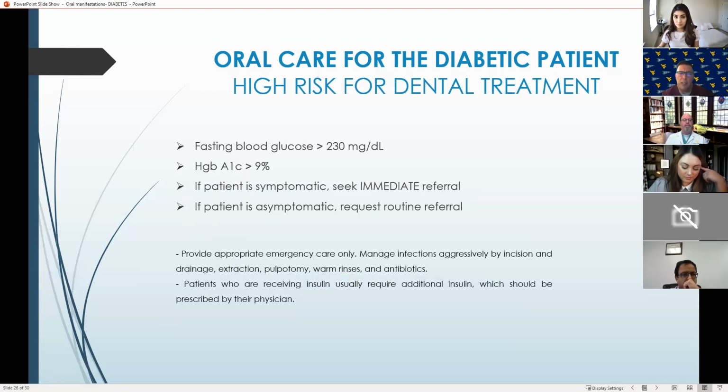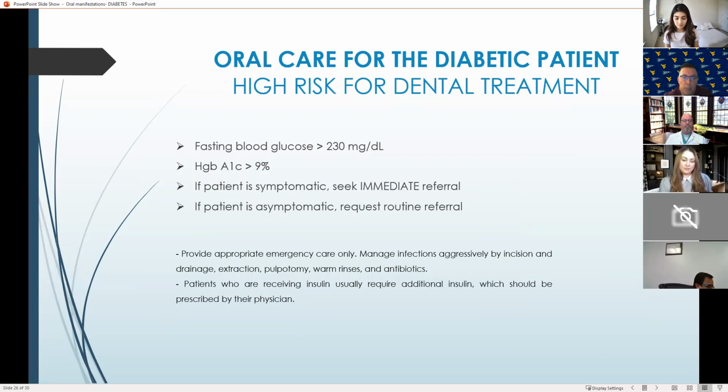And then finally, we have the high risk group for dental treatment. Here we have a fasting blood glucose greater than 230 milligrams per deciliter, HbA1c greater than 9%. If the patient is symptomatic, seek immediate referral. If the patient is asymptomatic, request a routine referral.